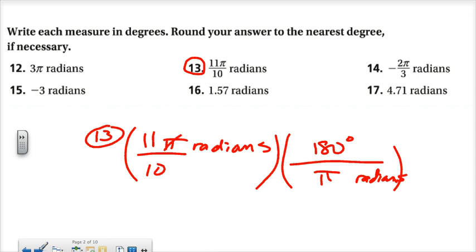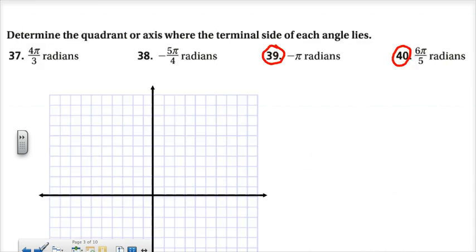So the pi's are gone, and then we can do a little reducing with the 10 here and the 180. So we need 11 times 18, which is 198. Remember, the radians are going to cancel out. This would be the one label we would have left, which would be degrees there. So rounding your answer to the nearest degree, we didn't have to do any rounding on that one. That's going to be 198 degrees.